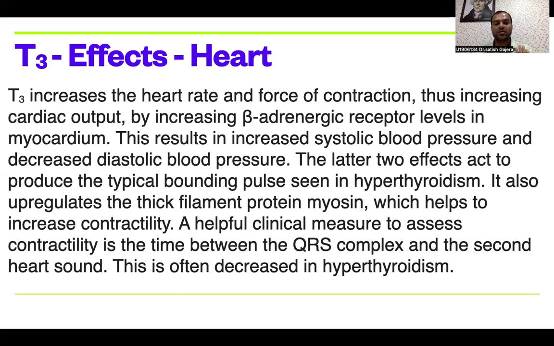Thyroid function is at a high level, so T3 is more in the body. It means the heart is in a state of higher constant contraction. Contractility is high, force is high, heart rate is high. The heart is frequently contracting and relaxing, contracting and relaxing. So there is less time between two pulses, between the QRS complex and the next heart sound. There is a lack of time between two sounds.